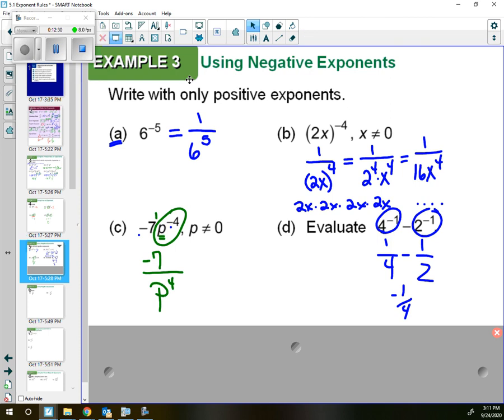If you wanted to, you can also just get a common denominator, right? So we would have 1/4 minus 2/4, which would leave you with that -1/4. So we're going to be evaluating and using things that have those negative exponents as well.